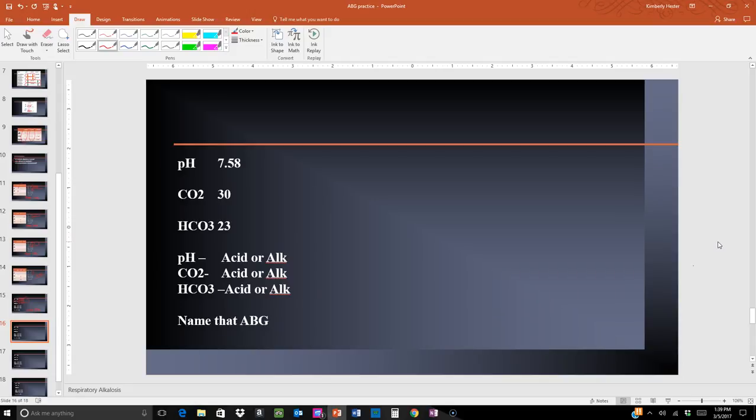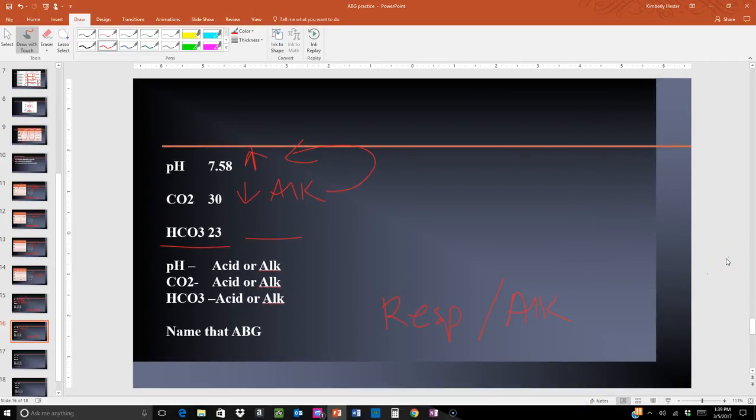Okay, so your pH is 7.58. Is that acidotic or alkalotic? That's high, so it's alkalotic. And your CO2 is 30, which is low. That's also alkalotic. And then your bicarb is 23, which is normal. So this should be respiratory alkalosis. Respiratory alkalosis. I guess I had the answer up there and didn't realize it.